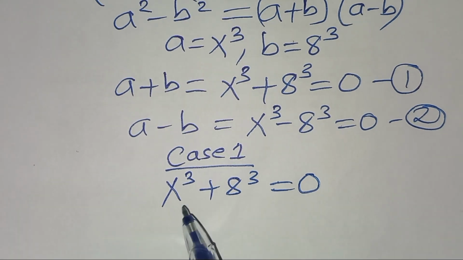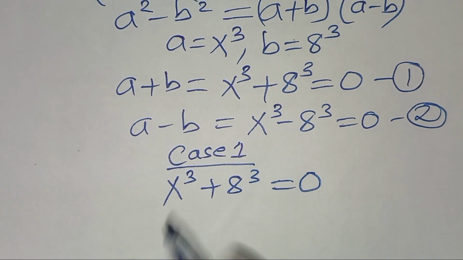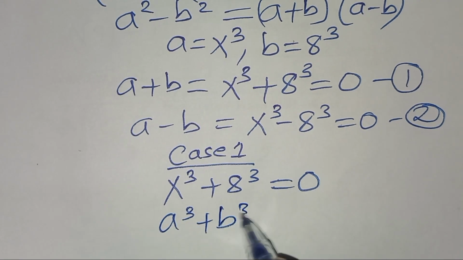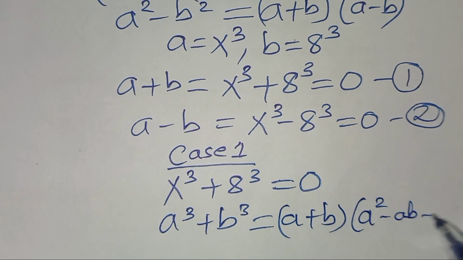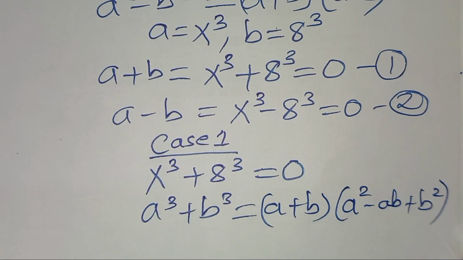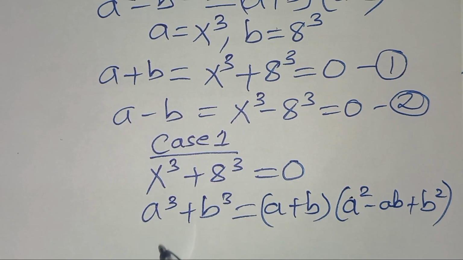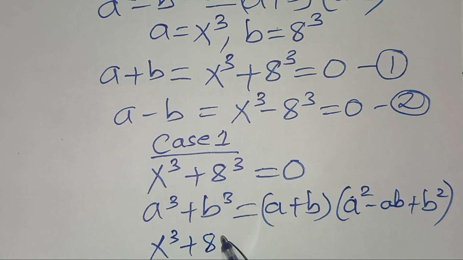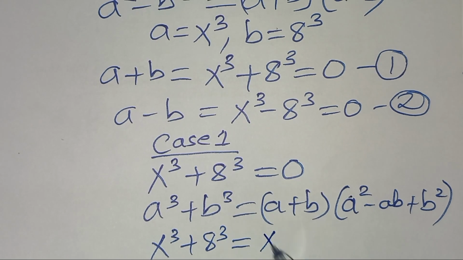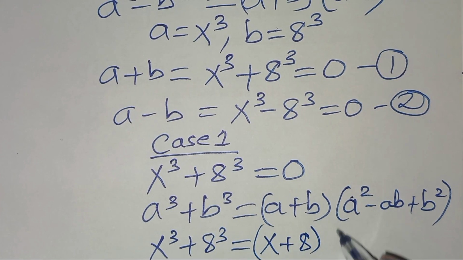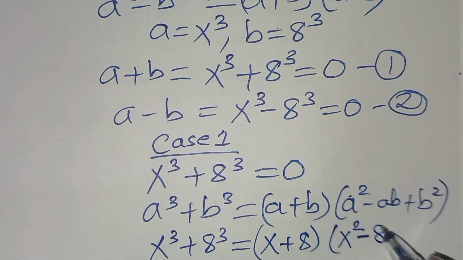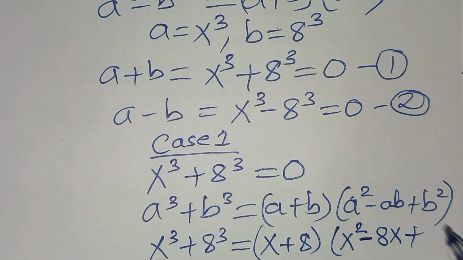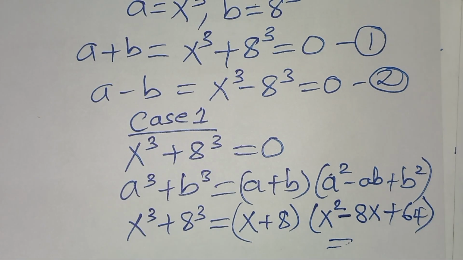Now, as you can see, this is actually the sum of two cubes expressed as a cubed plus b cubed. This is equal to a plus b, a squared minus ab plus b squared. Applying this identity, we'll have that x cubed plus 8 cubed can be expressed as x plus 8, then here we'll have x squared, subtract 8x plus 8 squared, which is equal to 64. So this is equal to 0.